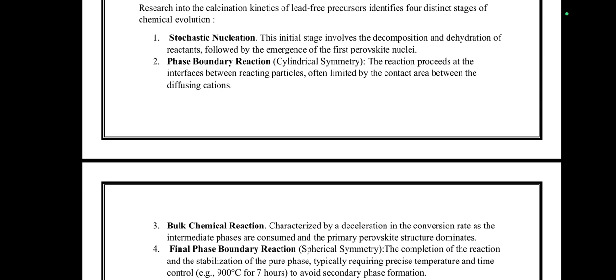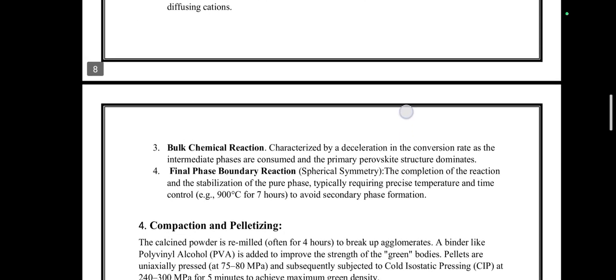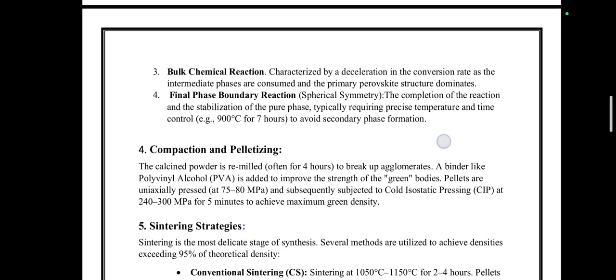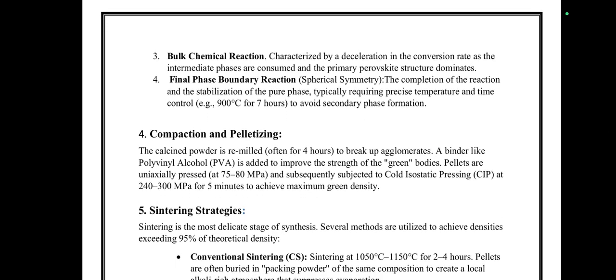Secondly, phase boundary reaction. This reaction proceeds at interfaces between reacting particles, often limited by the contact area between the diffusing cations. Hence, kinetics are controlled by these processes. Bulk chemical reaction is characterized by a deceleration in the conversion rate as the intermediate phases are consumed and the primary perovskite structure dominates. Final phase boundary reaction is the completion of the reaction and the stabilization of the pure phase, typically requiring precise temperature and time control to avoid secondary phase formation.